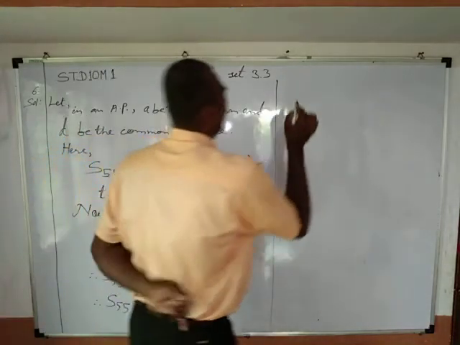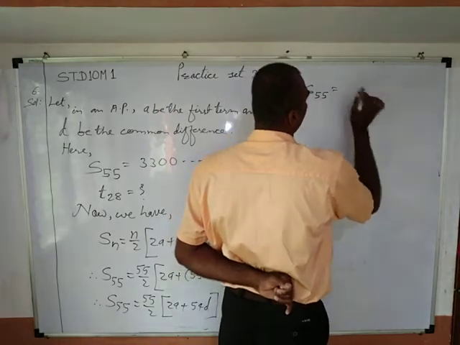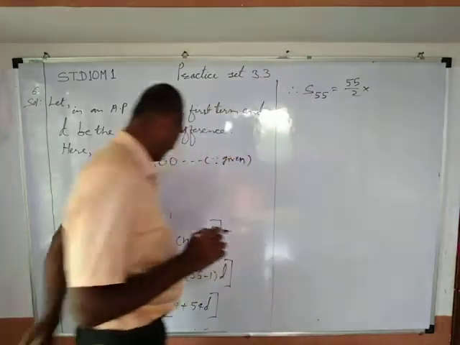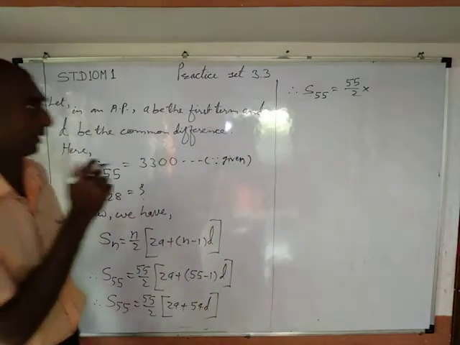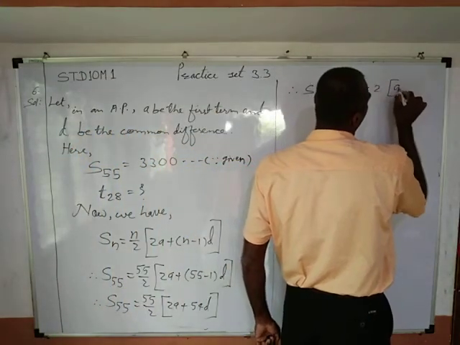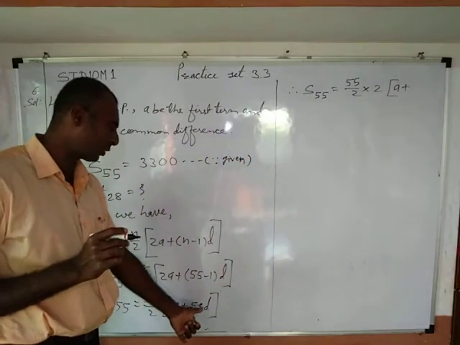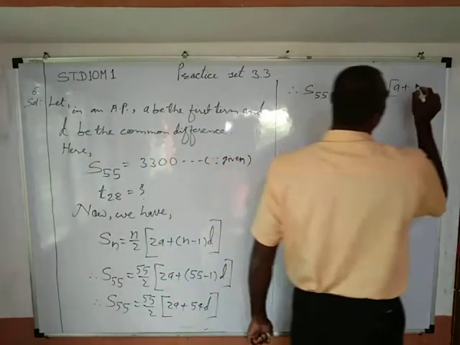Therefore S55 equals 55 upon 2 into, now from 2a plus 54d we will take out 2 common, which gives 2 into the bracket a plus, 2a divided by 2 gives us a, and 54d divided by 2 gives us 27d.